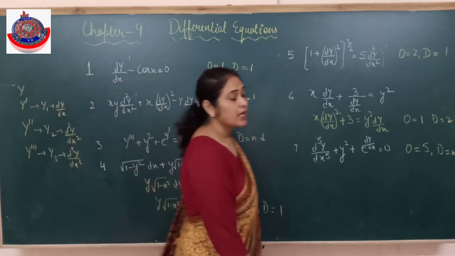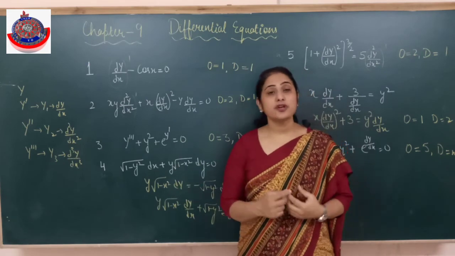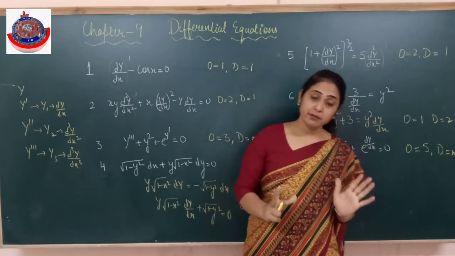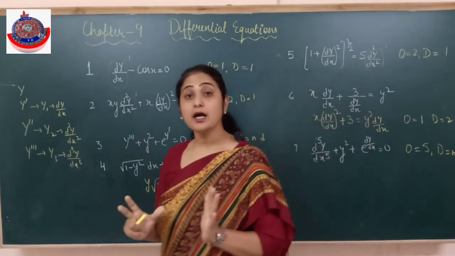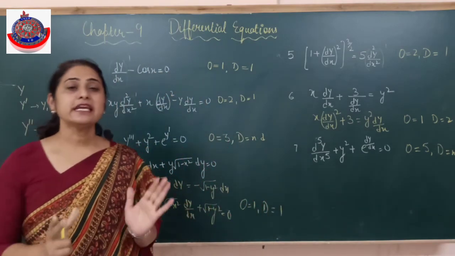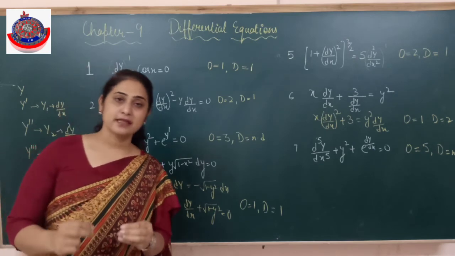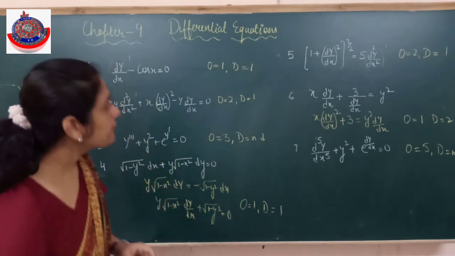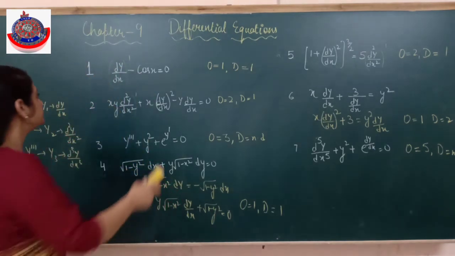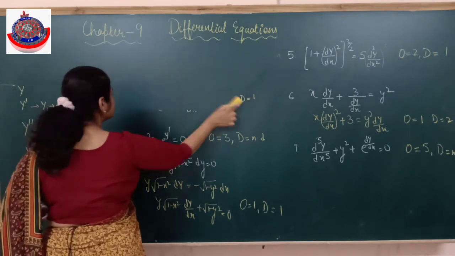Is it clear? Like order means the highest order derivative involved. Degree means the highest order derivative का power. But degree के लिए it should be a proper polynomial. It should be free from all radicals and the fractions. ठीक है? But in the differential equation we are doing, I hope it's clear.